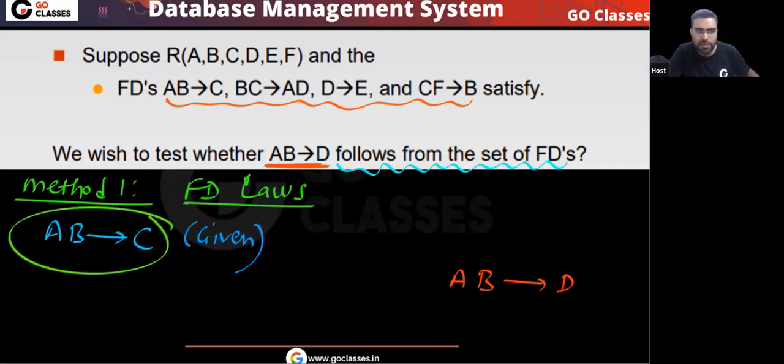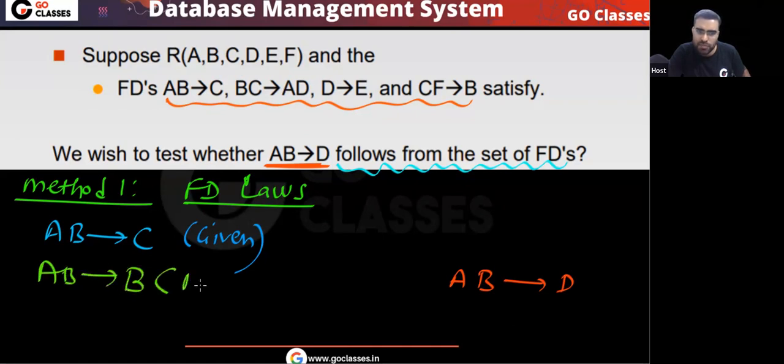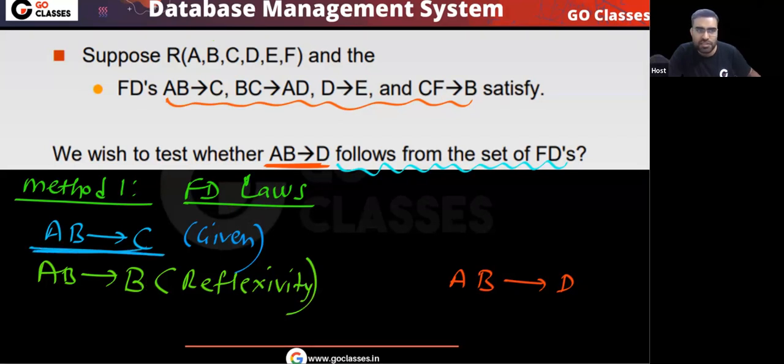Tell me. This AB determines C. Can I say AB also determines B? This is trivial, right? This is by reflexivity. Agree with me? AB determines B, by reflexivity. So you can see this FD is given to you, and this one is by reflexivity.